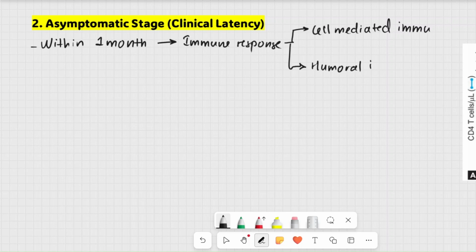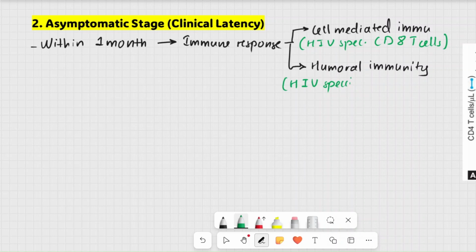We know cell mediated immunity means which cells are coming into picture, and humoral means antibodies are going to come into picture. Yes or no? So when it comes to cell mediated immunity, you should remember it is the HIV specific CD8 T cells, okay, that will come into picture. And when it comes to humoral immunity, we are having the HIV specific neutralizing antibodies, okay, that will come into picture. So we have the neutralizing antibodies. Okay, so these are the two things that are contributing to the immune response, guys.